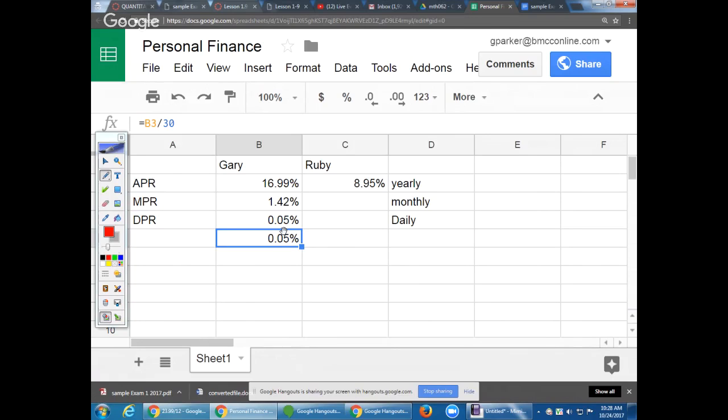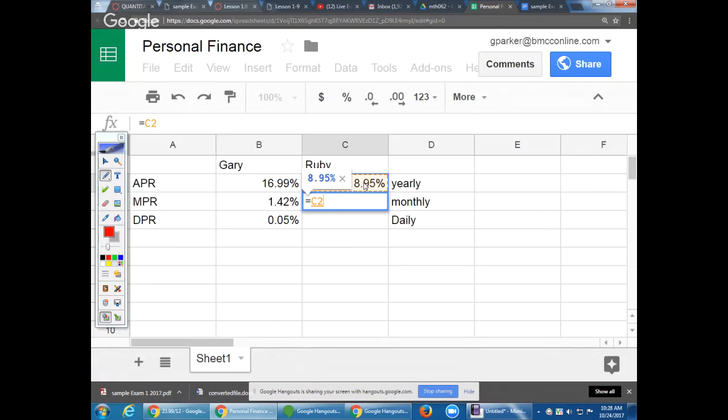And anytime you do a calculation, you're going to end up rounding, which means estimation is involved. So I'm just going to repeat those for Ruby. Equals, take Ruby's rate, divide by 12 to get our monthly rate. Equals, I'm going to take the yearly rate and I'm going to divide by 365.